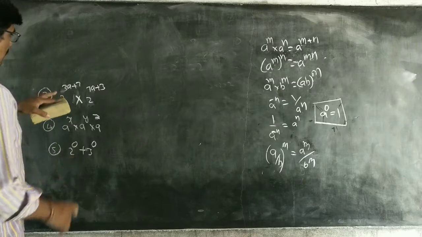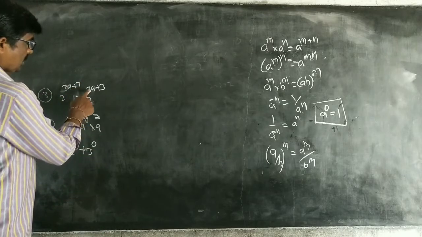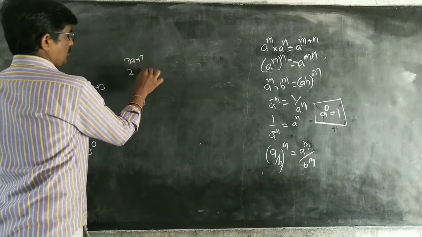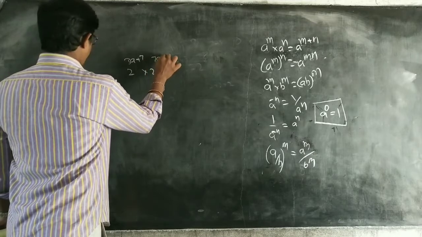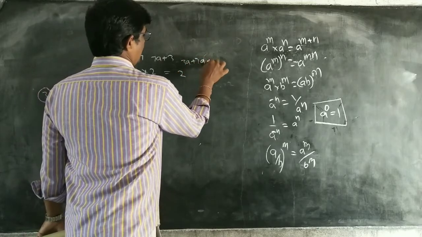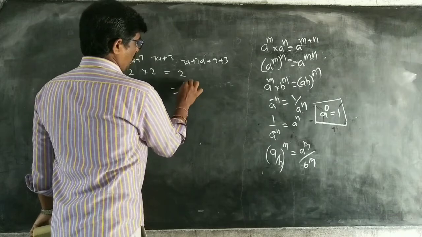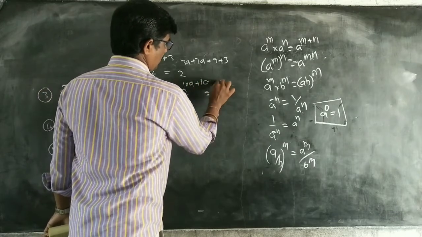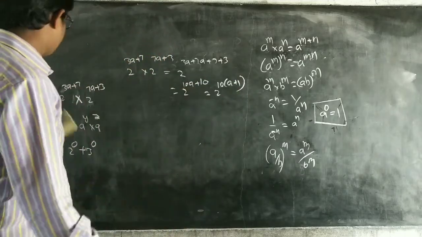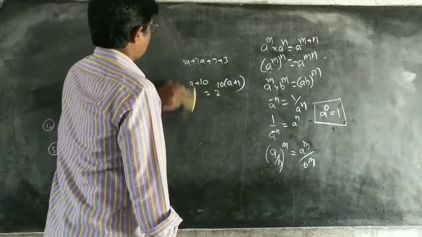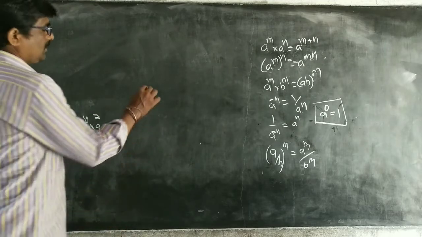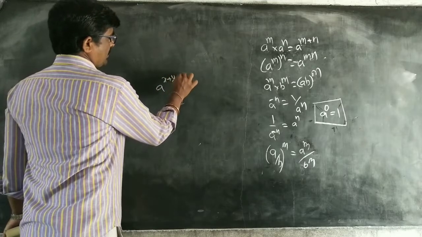Next, here also: 2^(3a+7) times 2^(7a+3). Add simply: 2^(3a+7a+7+3), that is 2^(10a+10), that is 2^(10(a+1)), taking 10 common. Okay, right. Next, here also a^x times a^y times a^z is equal to a^(x+y+z). Simple, add all.